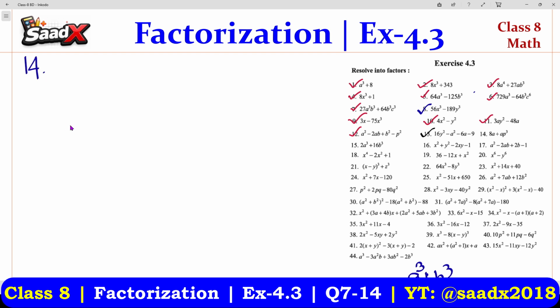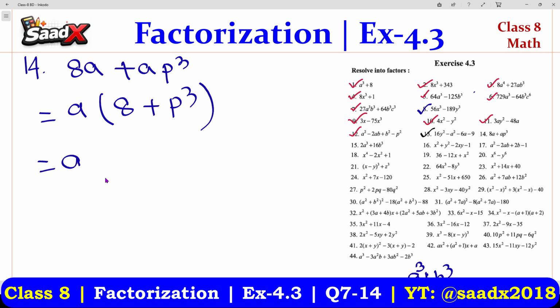Question 14. Here is 8a plus a p cube. So how can we solve this one? First we can take common a, so it will be 8 plus p cube. Now here is 8, against 8 we can write 2 cube plus this one becomes p cube. So it's a cube plus b cube.